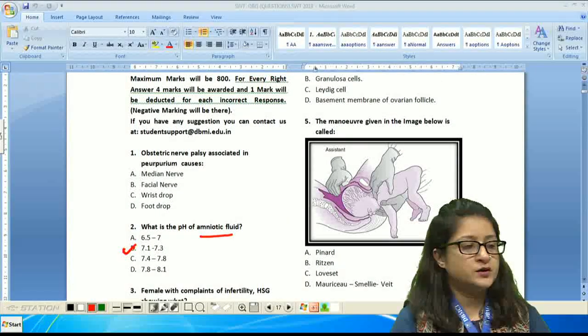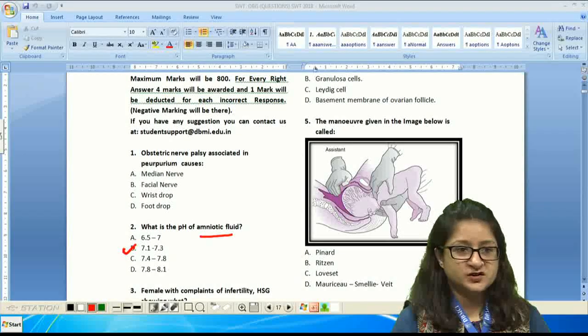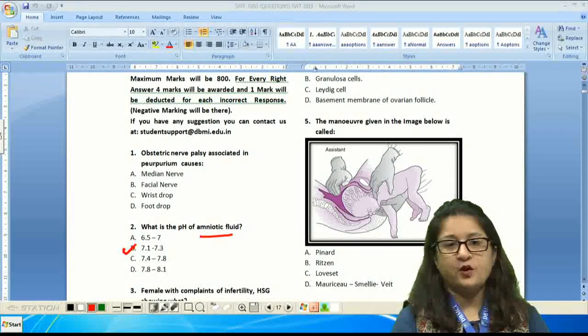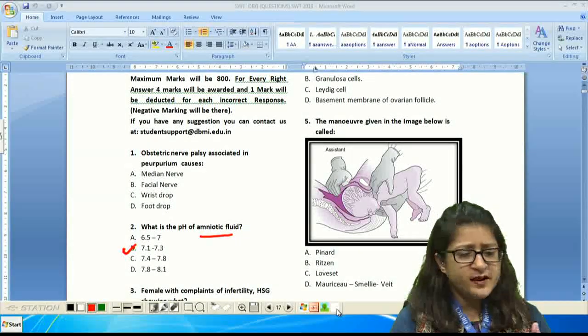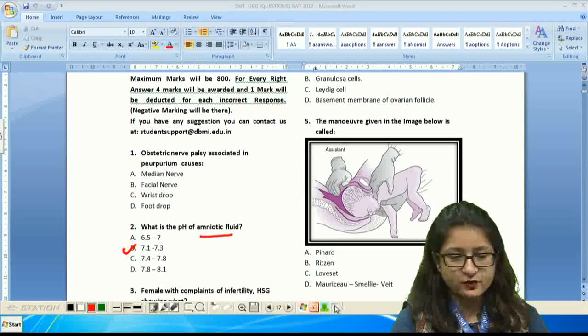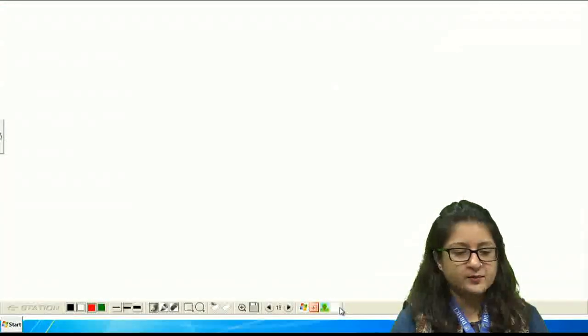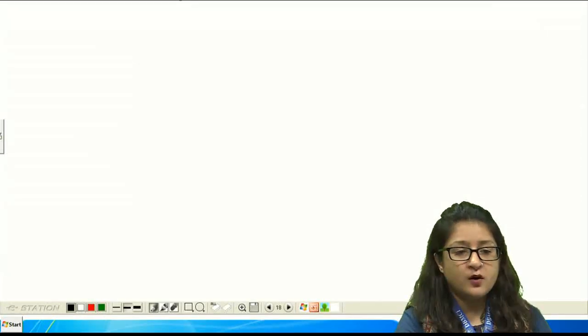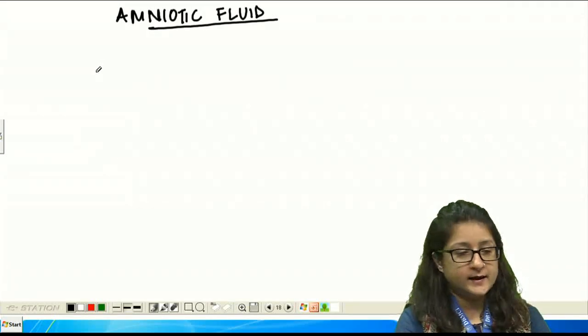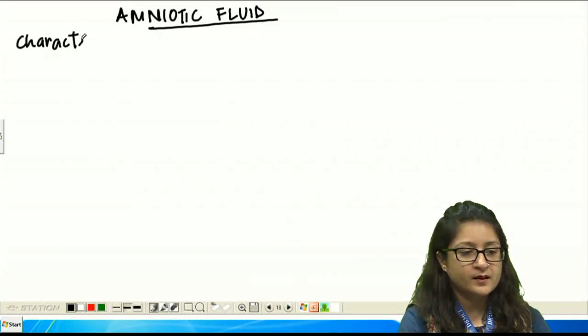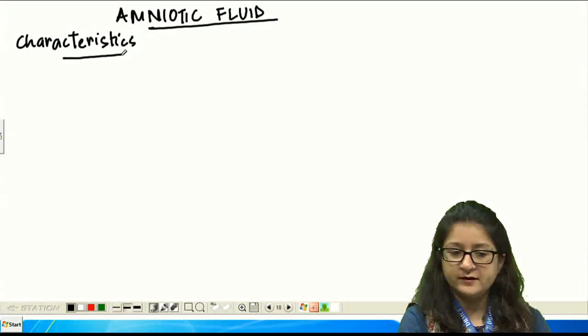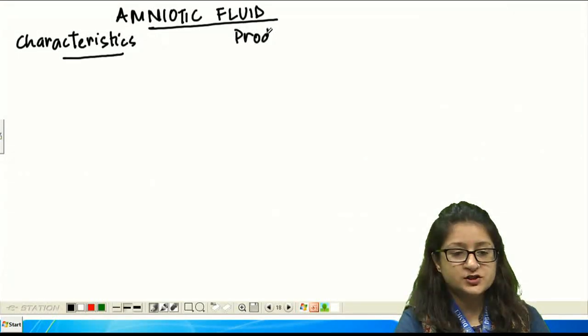Amniotic fluid is a very important topic as far as your exams are concerned. They have asked a number of questions on amniotic fluid, and various aspects of amniotic fluid have been asked. So let me just give you a brief about the important points in amniotic fluid that you should remember. First, we'll talk about the characteristics of amniotic fluid, certain important characteristics. Then we have to talk about the production, and then we have to talk about the abnormalities.